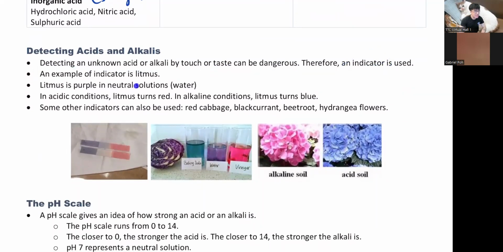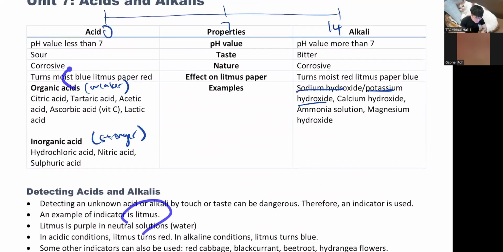So an example is litmus, right? I'm sure in primary school, you learned litmus paper, right? As we mentioned just now, blue changes to red, that's acid. Red changes to blue, that's alkaline. But here's the thing. For a weak acid, they will do the same thing, blue to red. For a strong acid, they will also do blue to red. So this is why litmus paper is not very useful, because it only tells us whether it is an acid or an alkaline.